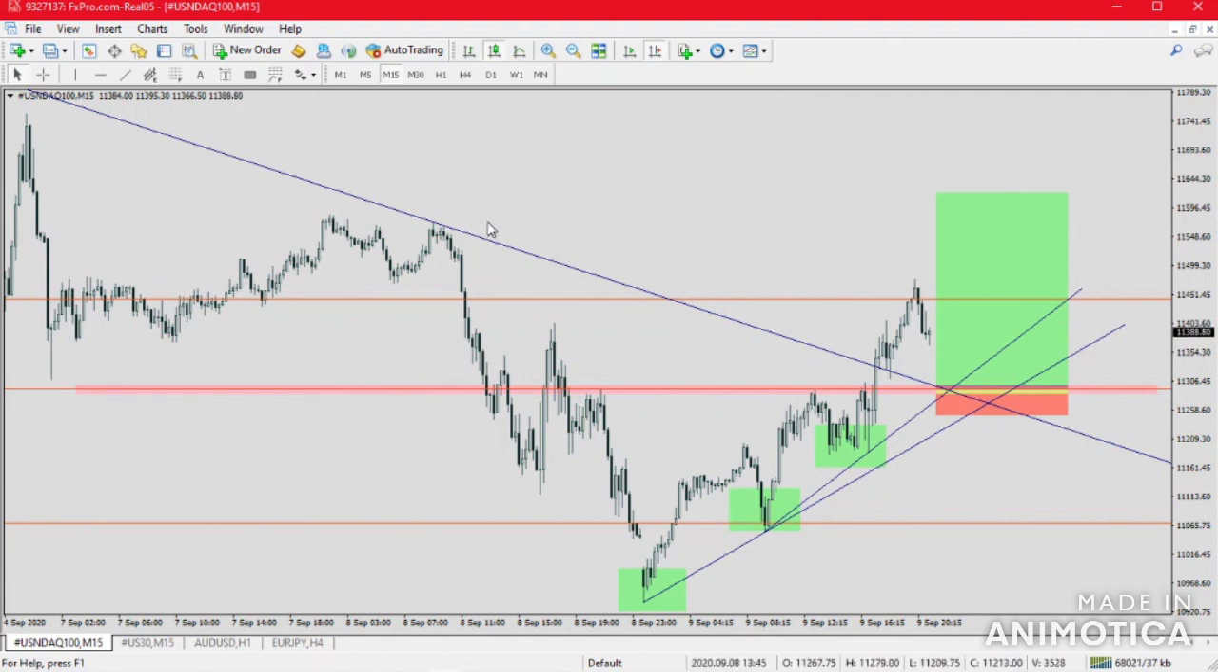So, a possible retest of the zone and the broken trend line, or if it breaks this trend line, we also have this inner trend line and the outer trend line. But yeah guys, this is what I'm expecting on Nasdaq for now.